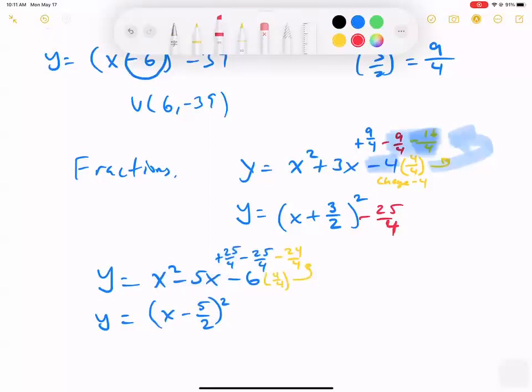Now we can combine these together. Right? Why? Because 6 is 24 over 4. I'm making change. And this becomes negative 49 over 4.